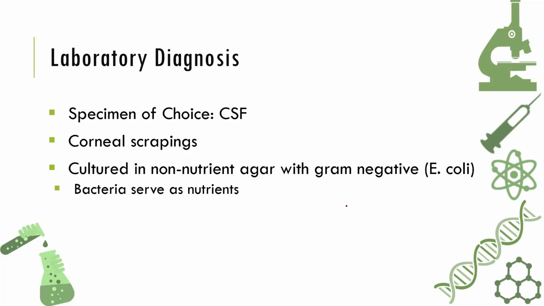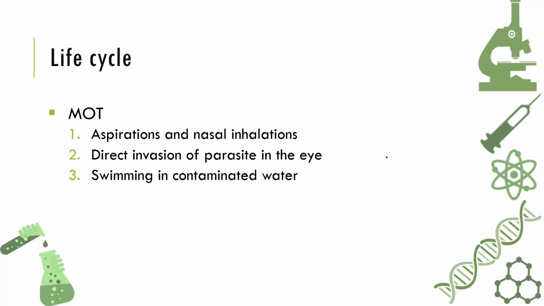Okay, again, the specimen of choice is CSF. The same thing with our Naegleria fowleri. Corneal scrapings can also be used, and it can be cultured in a non-nutrient agar with gram-negative Escherichia coli. Wait a moment. Maybe you will say the E. coli is Entamoeba coli? No, this is Escherichia coli, a gram-negative bacteria. And what is the purpose of the E. coli there? It serves as the nutrients for our Acanthamoeba.